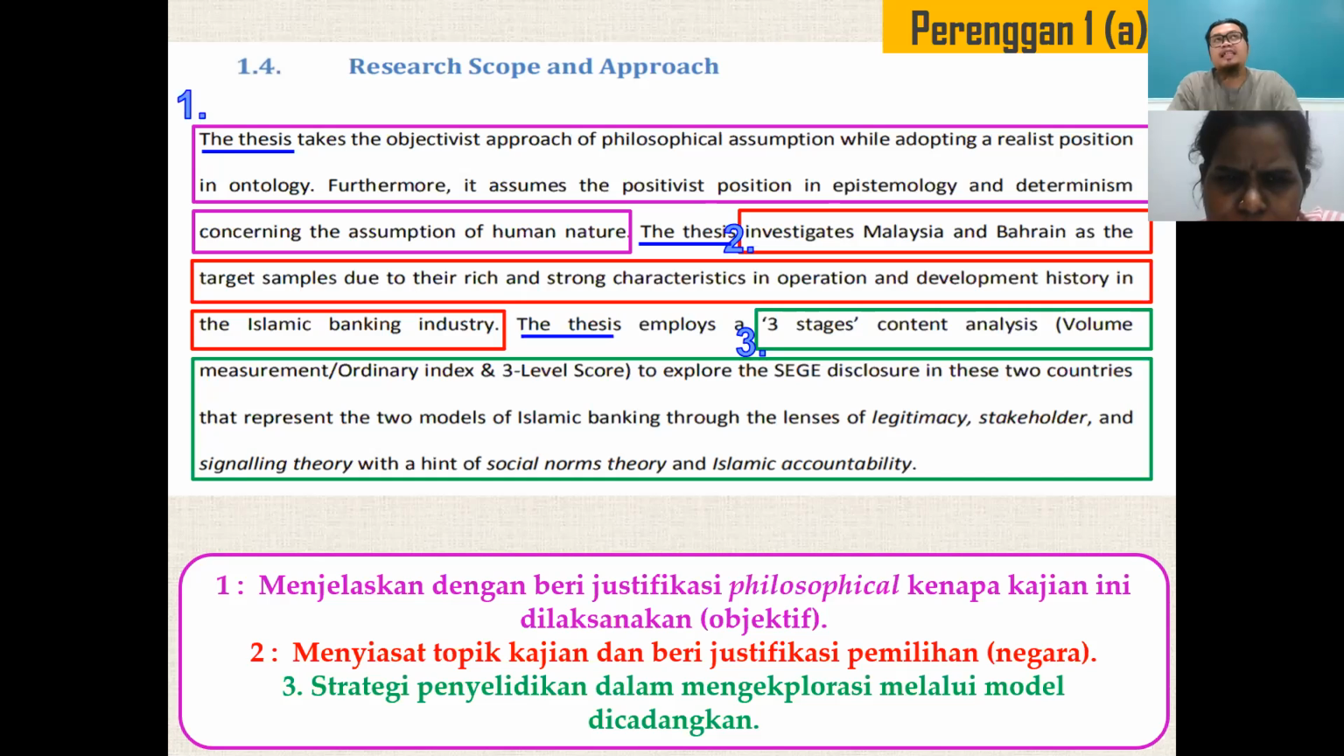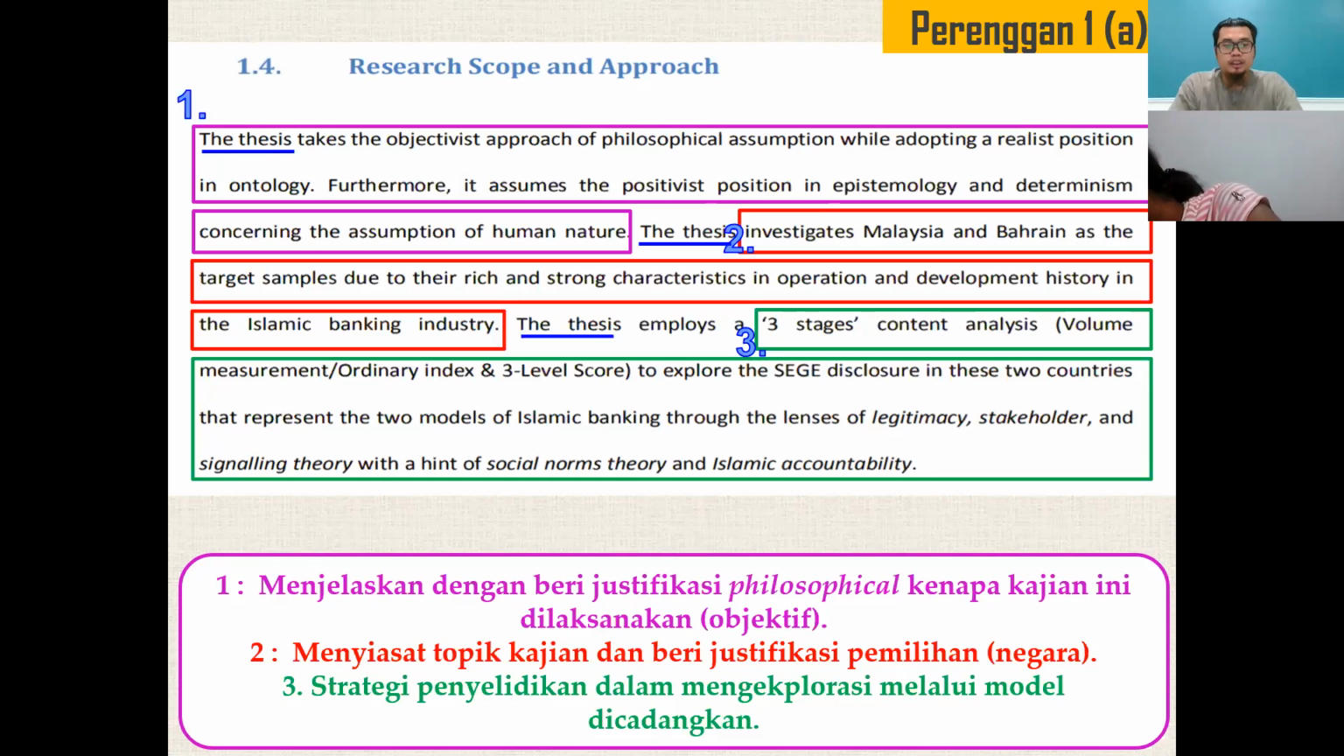Okay, if you use a subjective approach, it means that this is qualitative research. The thesis takes the objective approach, highlighting that this research is quantitative. It takes the objective approach of philosophical assumption while adopting a realist position. This is another indicator of quantitative research, because you use the word realist, meaning realism. So realism is for quantitative research.